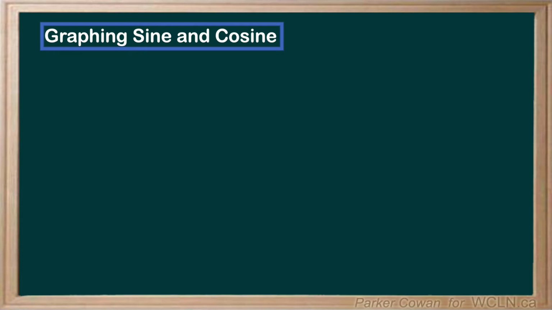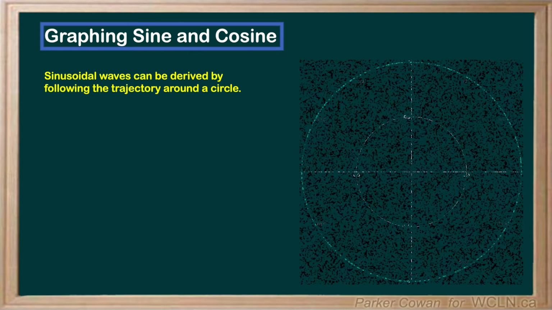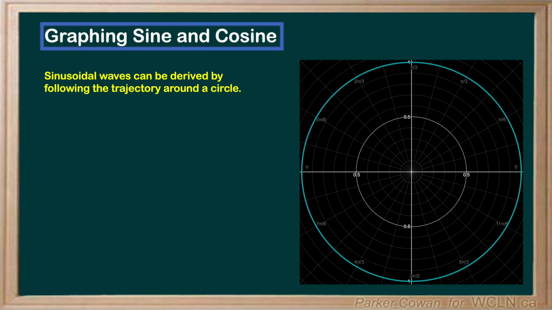Graphing sine and cosine. Before jumping into graphing sinusoids, let's take a look at where these graphs originate from. Sinusoidal waves can be derived by following the trajectory around a circle. Using the graph to the right, let's evaluate sine theta at the following positions.